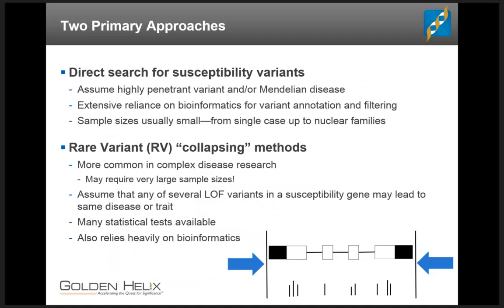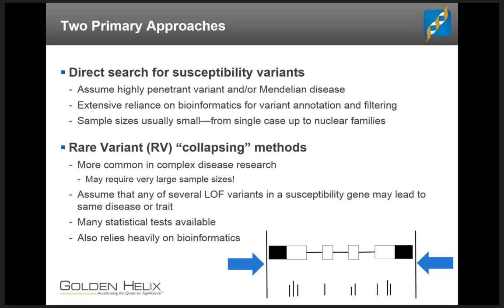There are really two primary approaches that we see people taking with sequence analysis. The first one is a direct search for susceptibility variants. If you assume that there is some highly penetrant variant, perhaps with evidence of Mendelian inheritance, and you know it's in there, you might just dive in and start digging around looking for rare novel variants that are predicted to have extreme functional consequences. Maybe you know what gene set or what pathway to look in.